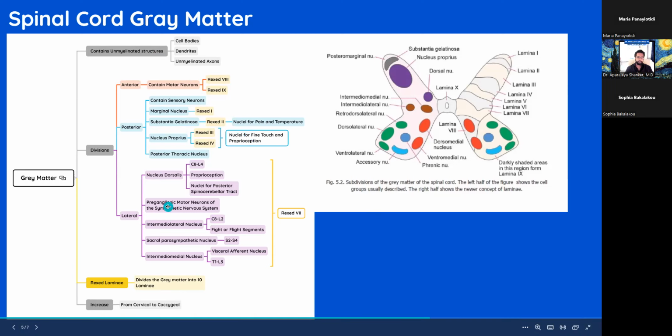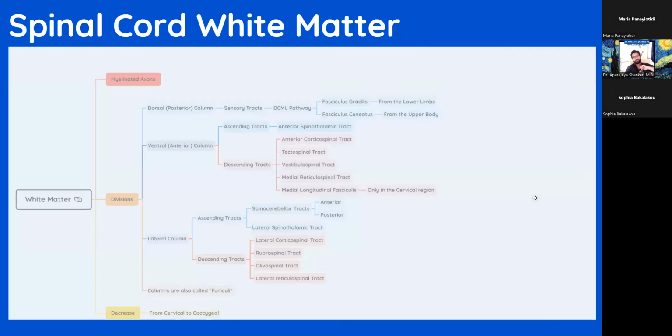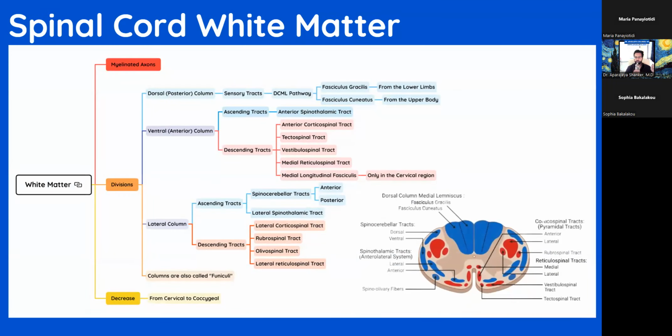So I've tried to make this as simple as possible for all of you, and I hope that it helps. But do try to study this part as well. You need to know which nuclei exist in which Rexed lamina. Okay, so now we're going to go to the next section, which is the spinal cord's white matter.